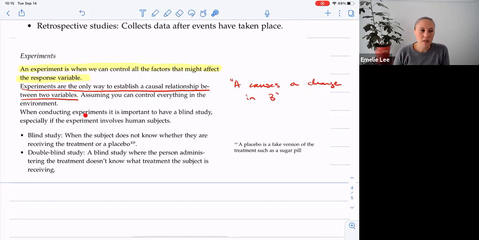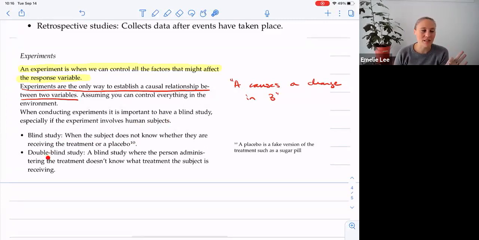So if you're doing an experiment, especially a medical experiment, that's kind of the most common one that we're talking about here, especially if it involves human subjects, right? You want to make sure that you have a blind study. Now, a blind study, just regular blind study, is when the subject does not know whether they're receiving the treatment or the placebo. Okay, so in that case, you would have maybe a nurse who says, take this pill, and you don't know what pill it is, right?